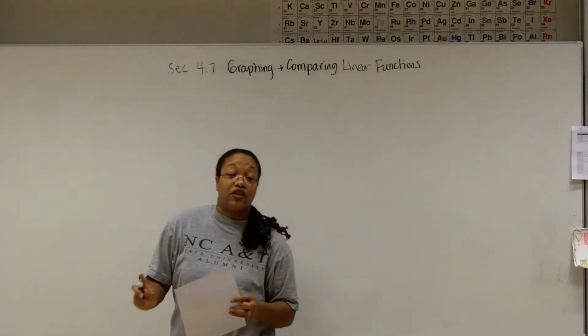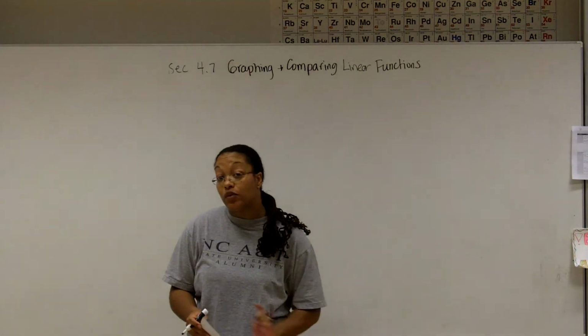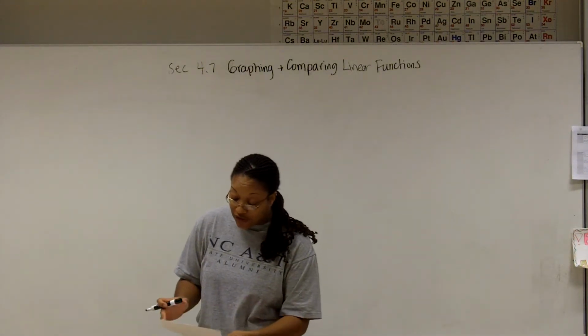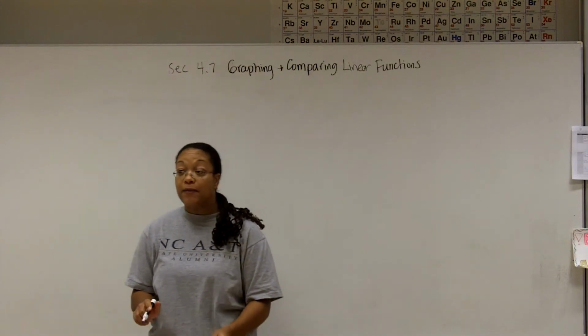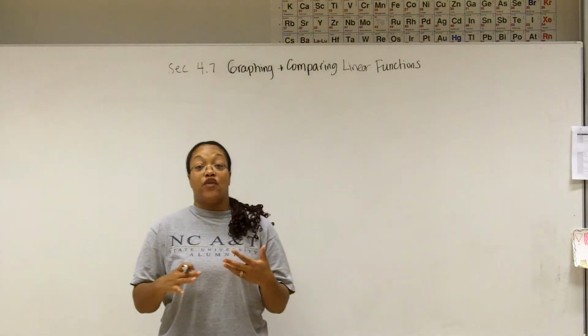So this section is section 4.7. This is the last section of chapter 4. So that means we'll be taking a test pretty soon. And what this section is dealing with is graphing. And then once we graph, we're going to compare linear functions.